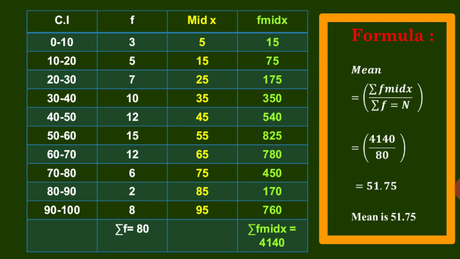It gives our mid value of x. That is, the first value is 5: just add 0 to 10, divided by 2, it gives 5. Similarly, the second class interval 10 to 20, add these two values and divide by 2, it gives 15. Likewise, one by one you divide all the class intervals by 2, and we get our mid x values.